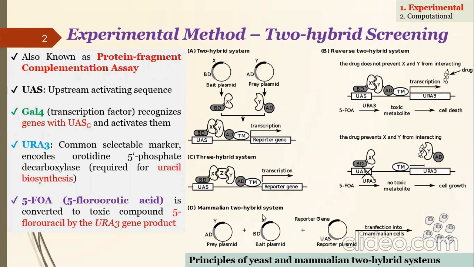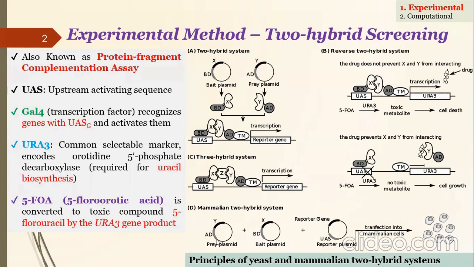And this is the mammalian two-hybrid system. In the mammalian two-hybrid system, this is a prey plasmid, this is a bait plasmid, with the activating domain and binding domain of the same GAL4, and there is a UAS reporter plasmid. So these three plasmids are transfected into the cells, which means we inject these three types of plasmid into the cell.